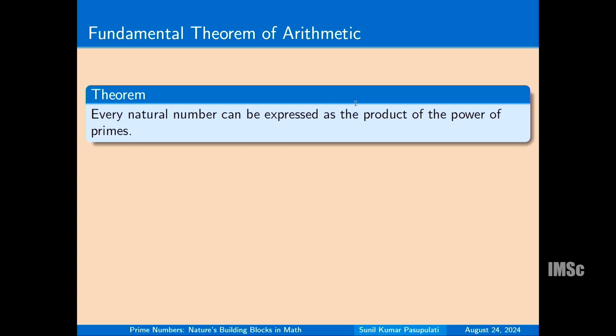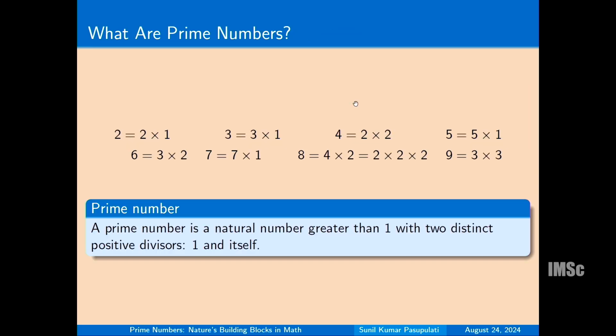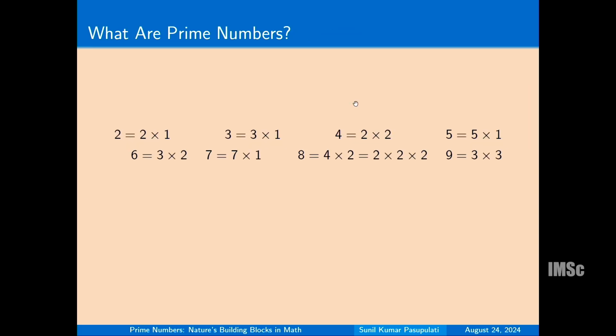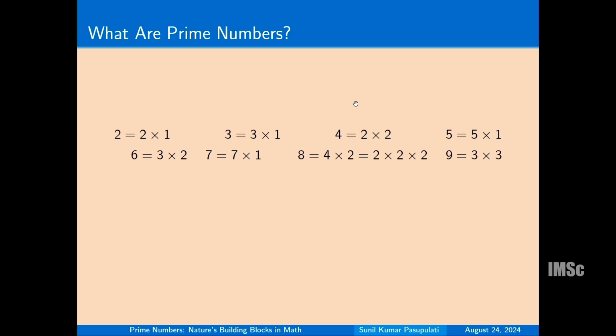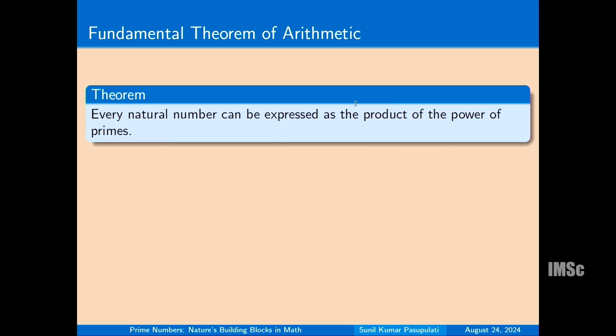What you can do is, the fundamental theorem of arithmetic says that you can write it as a product of prime powers. So for example, if I go back, 8 I can write as 2 cube, and 9 I can write as 3 square, and 6 I can write as a product of primes. So that is what I meant to say. That is the fundamental theorem of arithmetic.